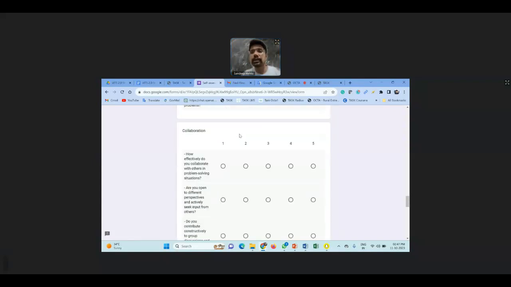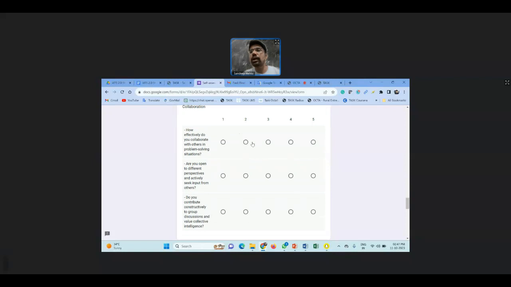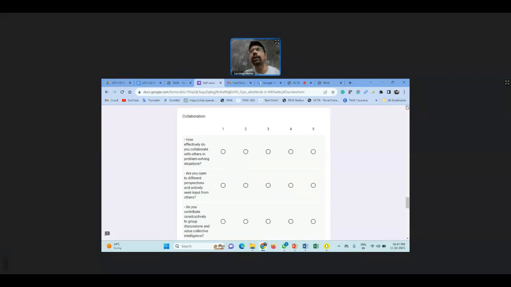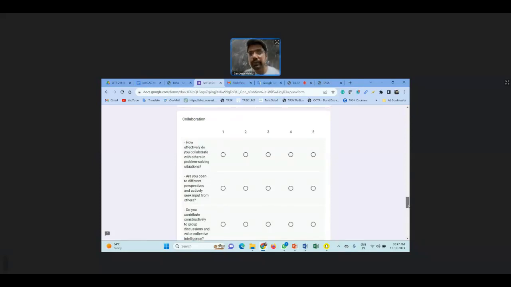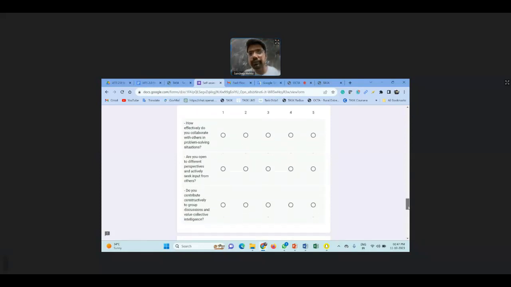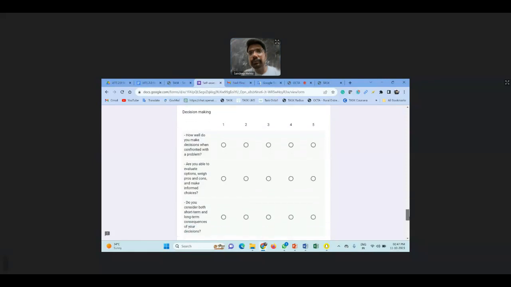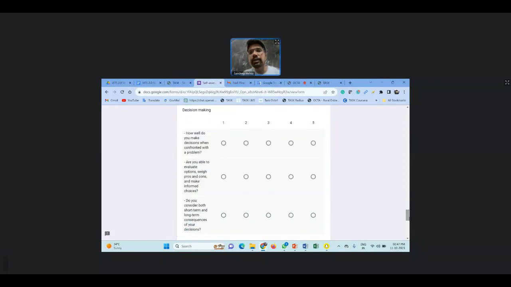Next. Then collaboration: whether you are open to speak to people, whether you want to collaborate with people or not. Next. Then there is a component called decision making. Are you able to evaluate options, ways, pros and cons, and other things also? Next.